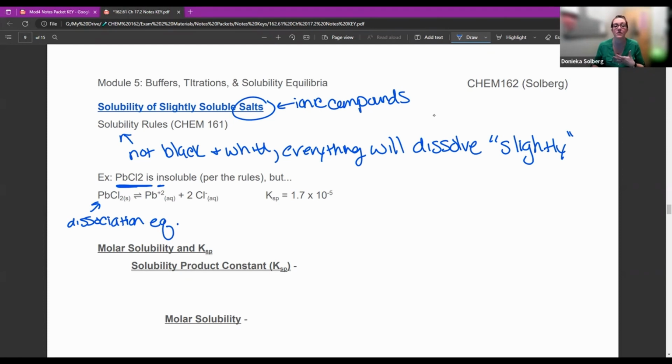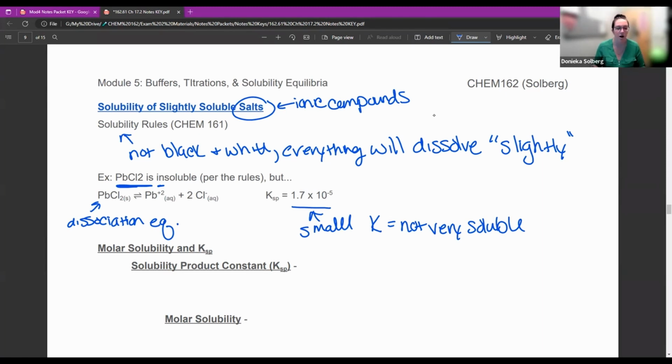It's essentially just a very small K value. So a small K value means not very soluble, right? Because a small K value means there's not very many products, since it's products over reactants. That means it hasn't shifted to the right very much. So small K means it's not very soluble.